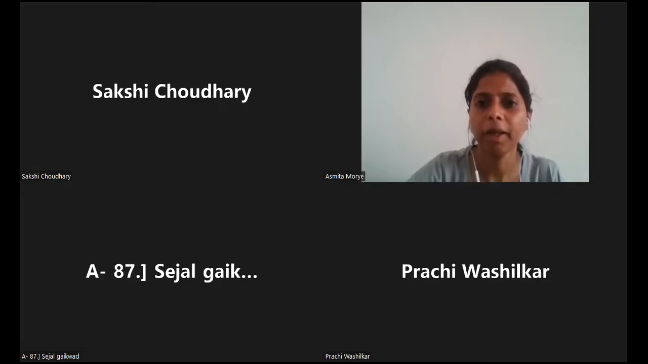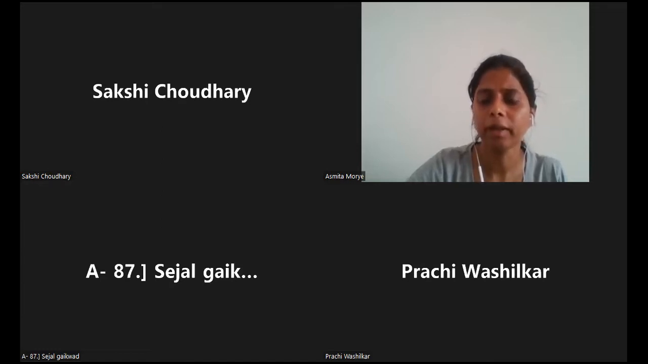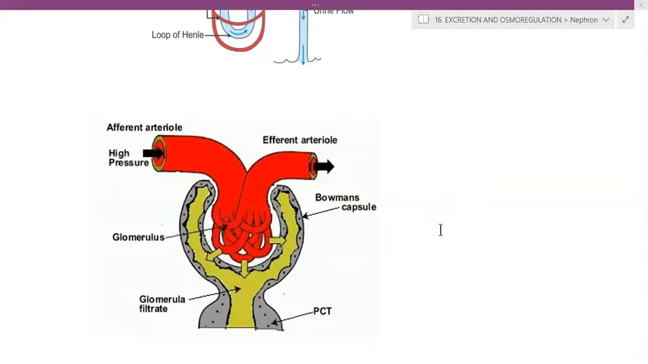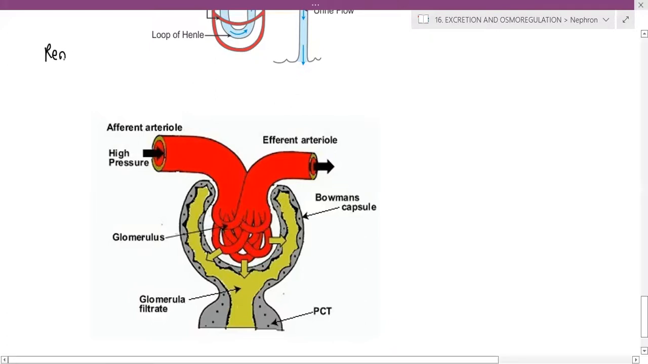Okay. Remember last time I told you, in the kidney, the renal artery enters, correct? Renal artery being oxygenated blood, remember? Renal artery, it brings oxygenated blood, correct? But this oxygenated blood is impure. It is with nitrogenous waste. There are waste products inside it.